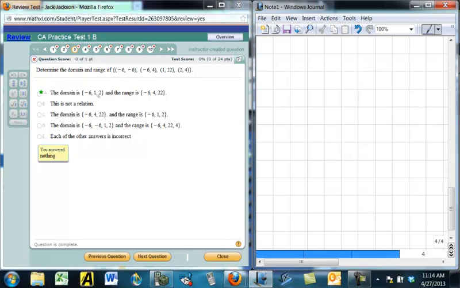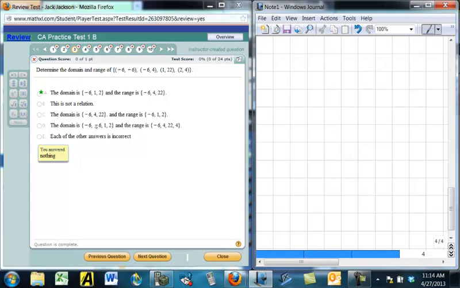The range is a set of outputs, or second coordinates, so it's -6, 4, 22. I already have the 4. -6, 4, and 22. That's the domain, and it is a relation because we have ordered pairs. So A is the correct choice there.